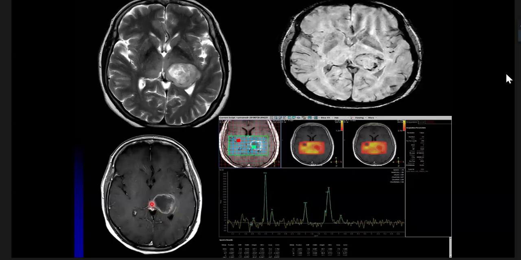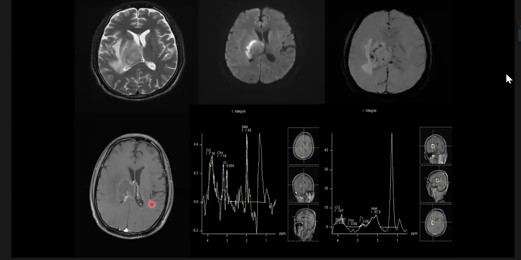Okay, yes, continue. Yes, sir. And in spectroscopy, there is elevation of the choline peak. Very good. So basically, I will read the choline to creatine ratio is about 3.6. Yes, sir. Okay, so now two contemporary cases.